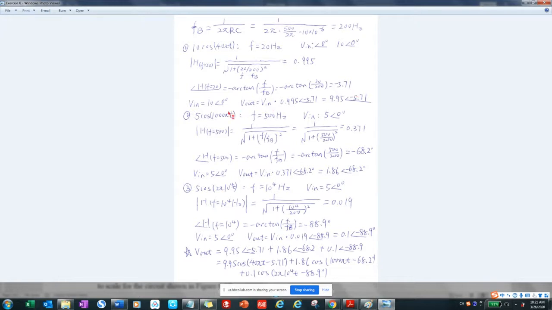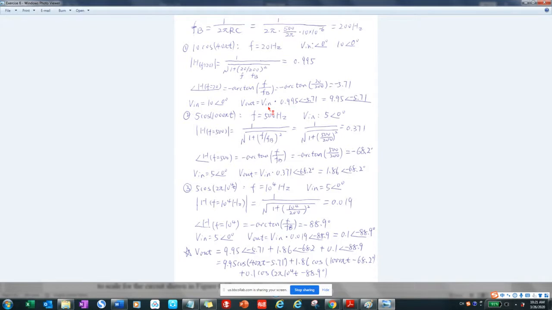Then we know, since we use 10 at angle 0, the phasor, to represent our input, that our output will be the input multiplied by the transfer function. The transfer function's magnitude is 0.995 and the phase angle is negative 5.71. Then you multiply by your input, you are going to get the output. Magnitude multiplied by magnitude.